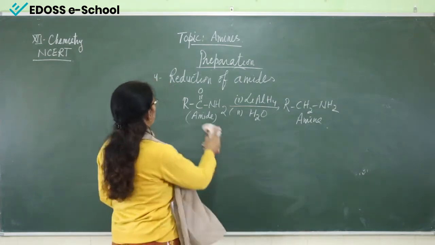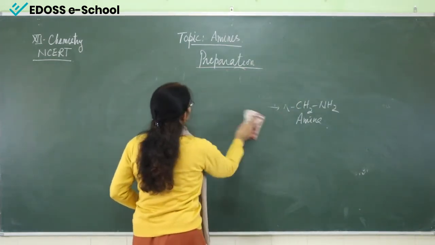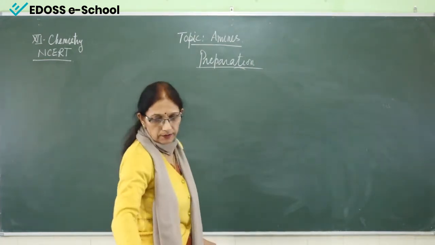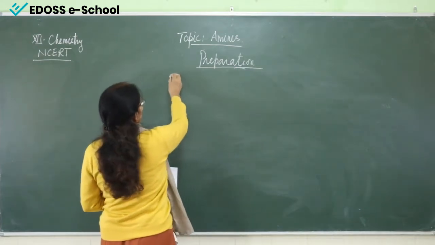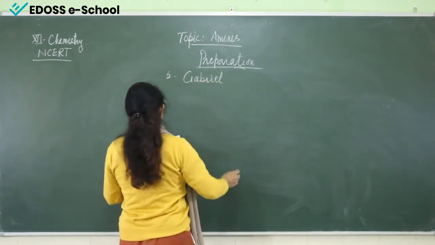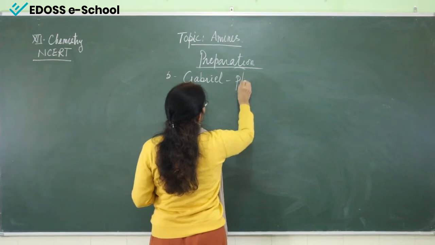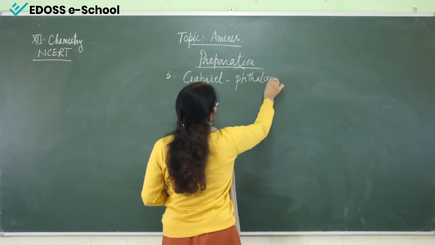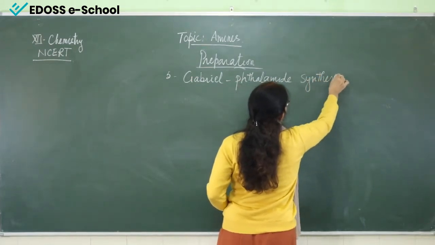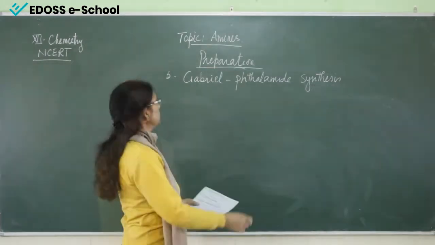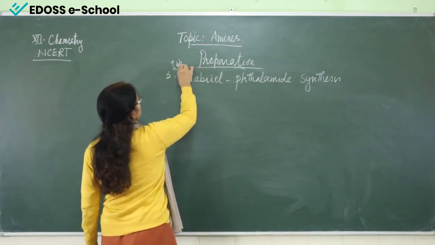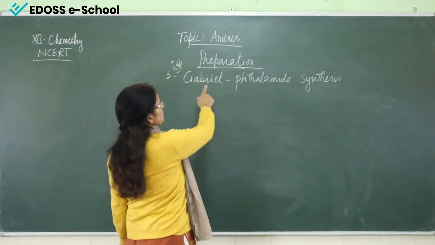Now we are coming to the fifth one. Now the fifth method we can see here. This is very important: Gabriel phthalimide synthesis. Very important. Name reaction also. Now see here, Gabriel phthalimide synthesis. Many reactions are important, but this is equally important because this is a name reaction also.